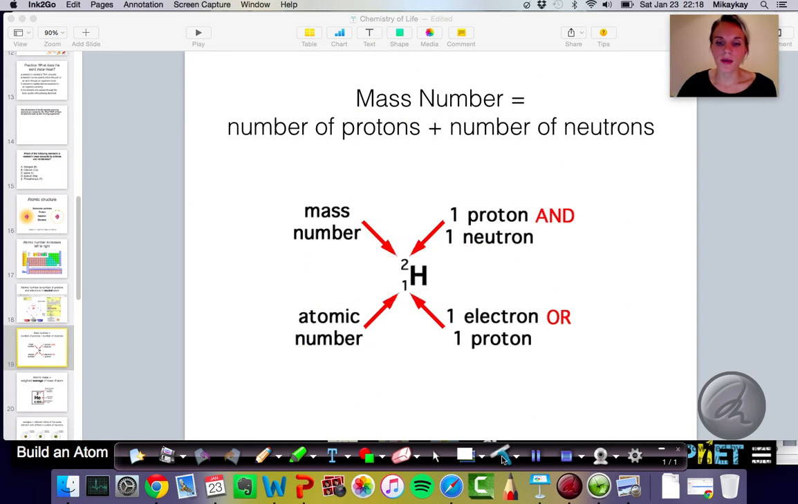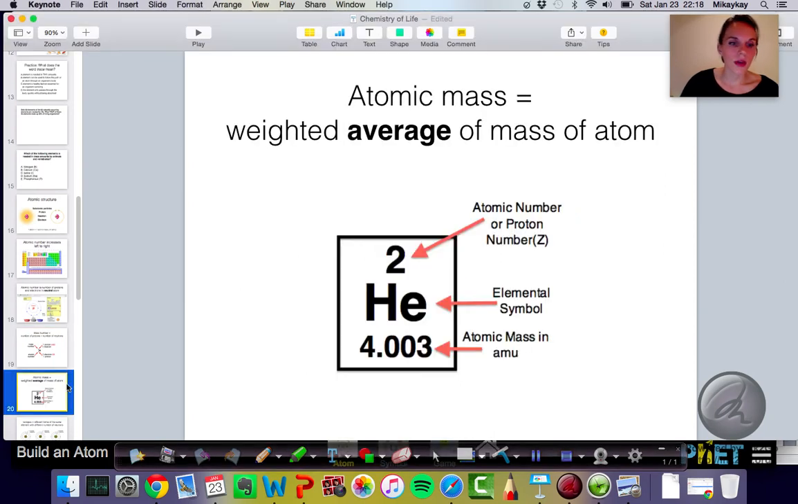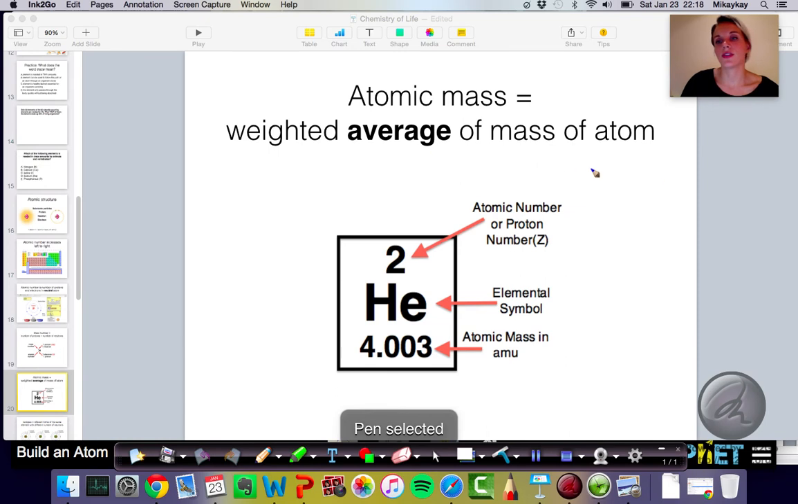Now let's talk about the atomic mass. So atomic mass is a number that is a decimal. And this decimal is a weighted average of the mass of the particular element we're talking about, right? So our atomic mass right here for helium, for example, is 4.003. And maybe you've asked yourself, why is it a decimal? And why does this decimal always seem like it just goes on forever or like it's different in different tables? And the reason for that has to do with the fact that we have something called isotopes.